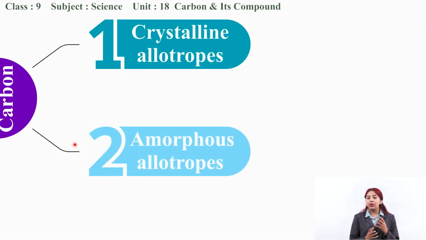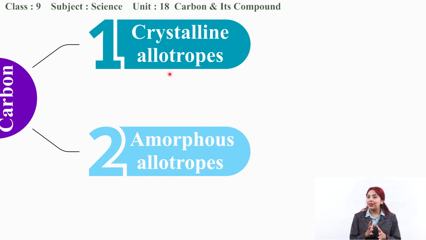Now we had also studied allotropes. Do you remember what an allotrope is? Yes, allotropes are those forms of an element which have the same chemical properties but different physical properties. Such types of elements are known as allotropes of each other. And we had also studied that carbon has many allotropes, and those allotropes can be divided into two categories. The first is crystalline allotropes and the second is amorphous allotropes.